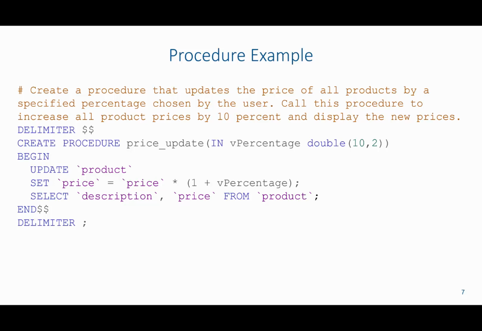So we're going to then begin our code. We'll write a query that will change the percentage of the price. So we'll say update product set price equal to the price times 1 plus the percentage that was passed into the procedure as a parameter. Then we're going to select the description, price from product. So the procedure is going to run both of these queries. It's going to update the price, and then it's going to show me the results from the product table so that I can see the price change of all of our products. Then to call this procedure, I'm going to say call price_update and then pass in 0.1.